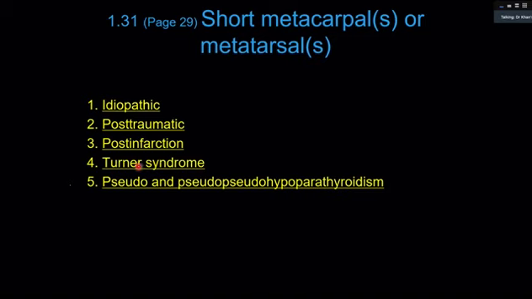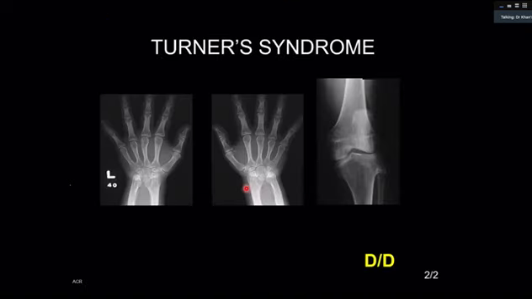And Turner is a specific thing there because of the Madelung deformity, but it can also happen because of these two, pseudohypoparathyroidism and pseudopseudohypoparathyroidism. These are important for the exam. We will do it when we do the endocrine. So a unifying diagnosis will be Turner's.